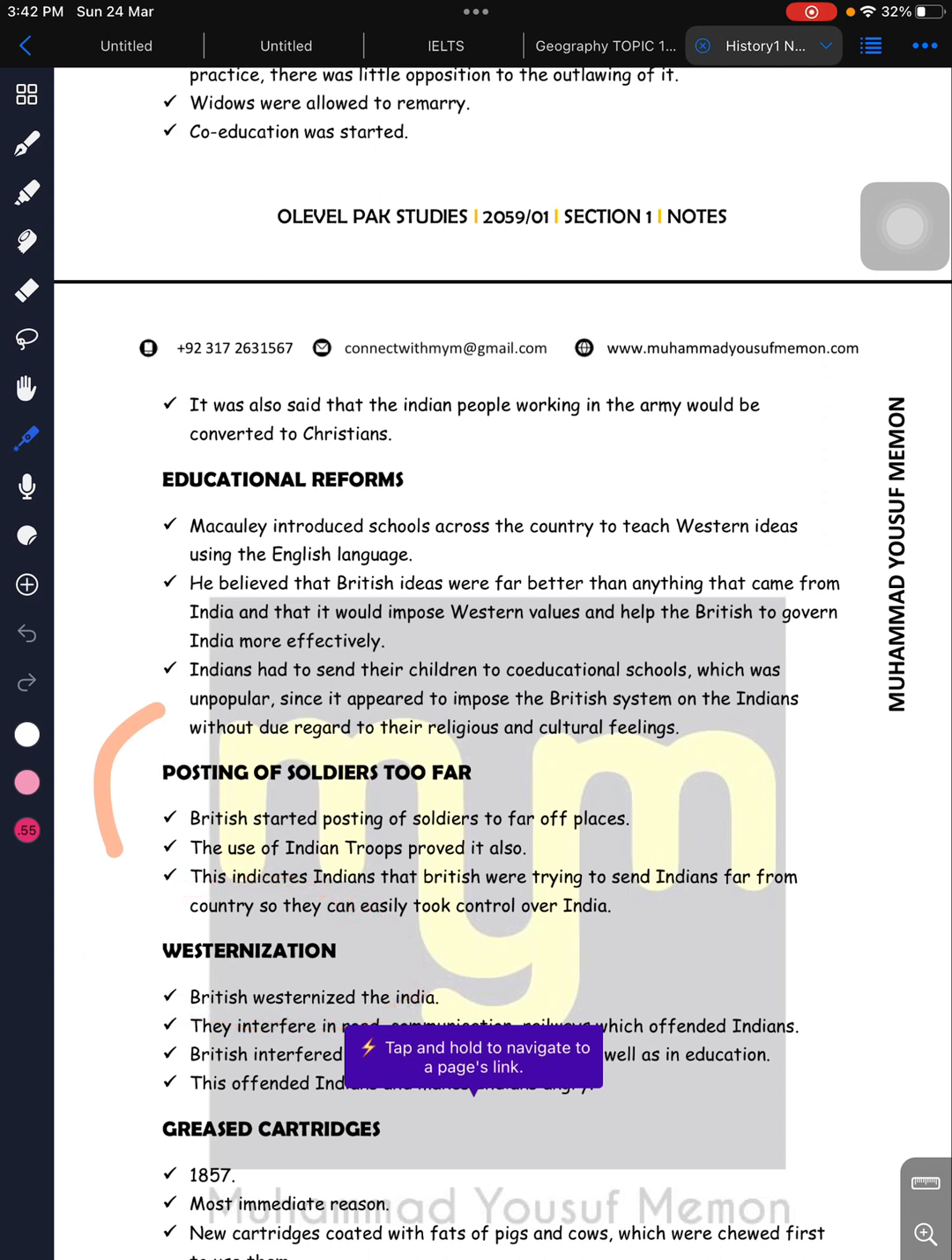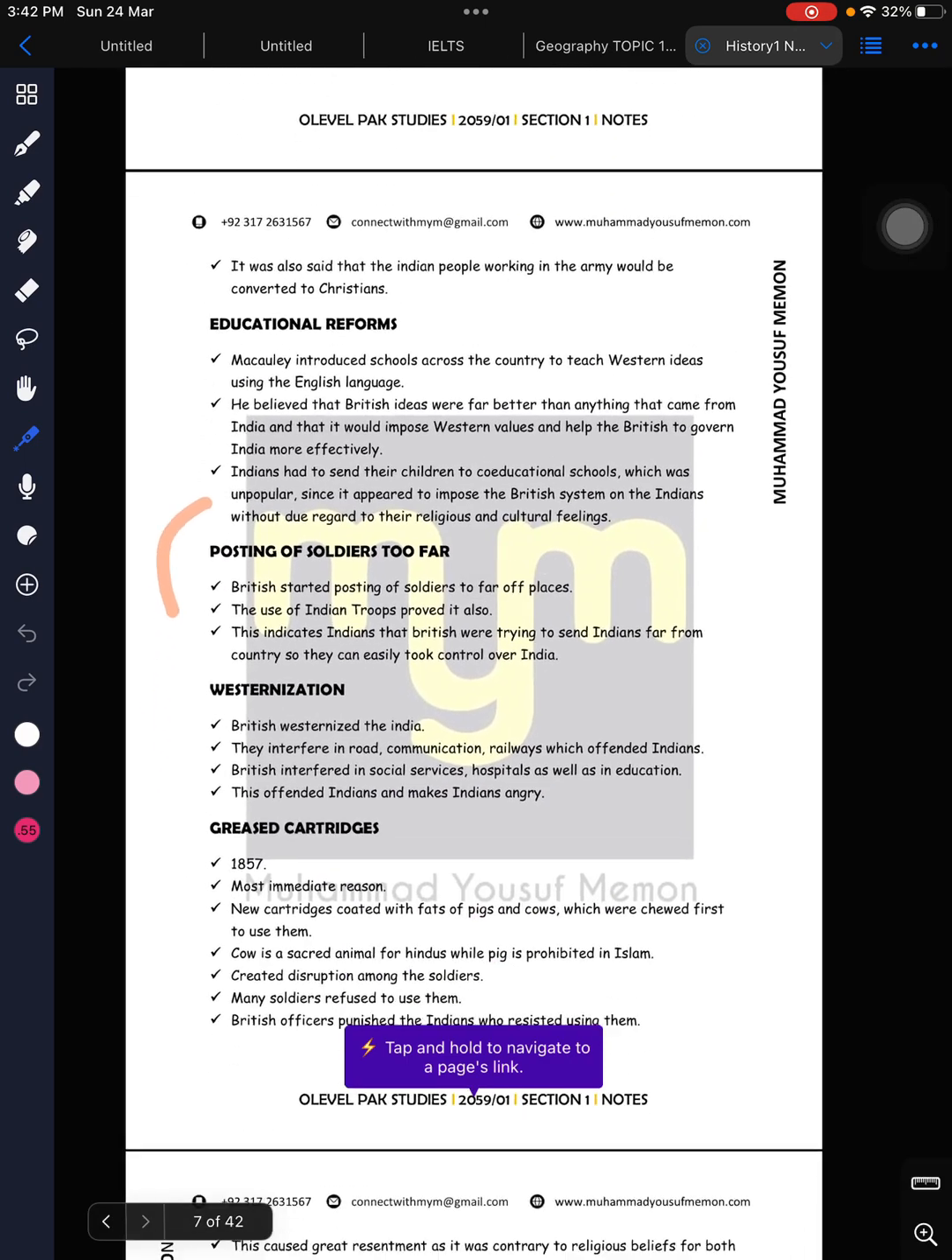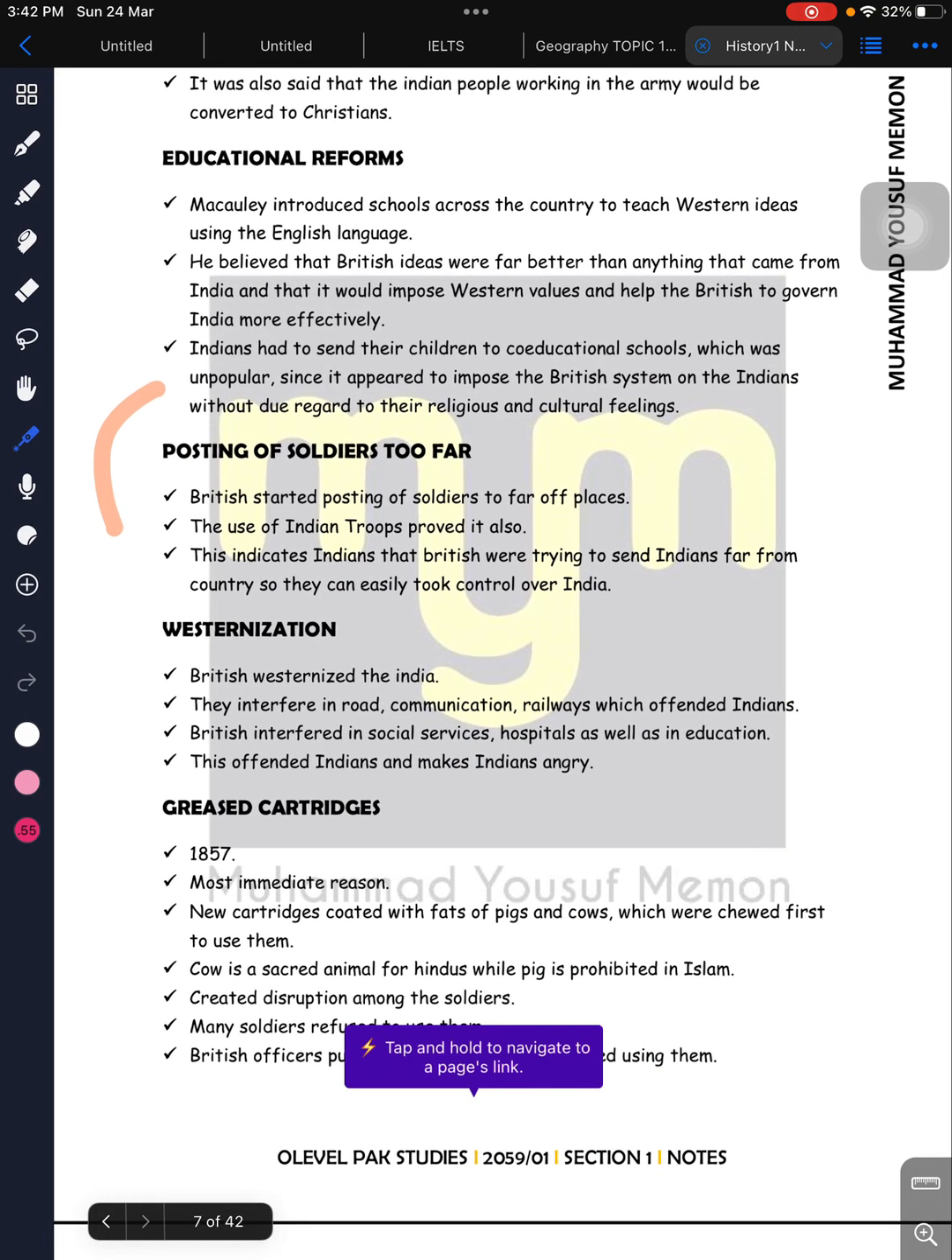Then we have westernization. The British westernized India. They actually interfered in communication, railways, a lot of things which offended Indians. They interfered in hospitals, education, social reforms, services, and everything, which actually offended Indians, Muslims a lot. Okay, then.